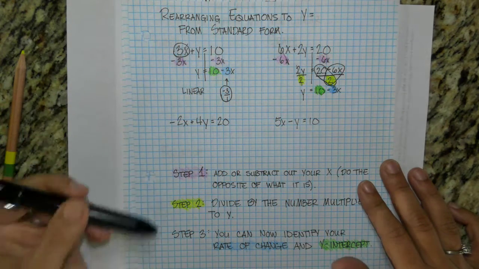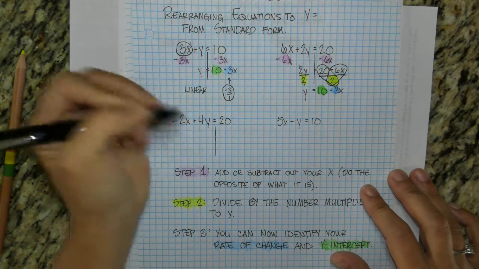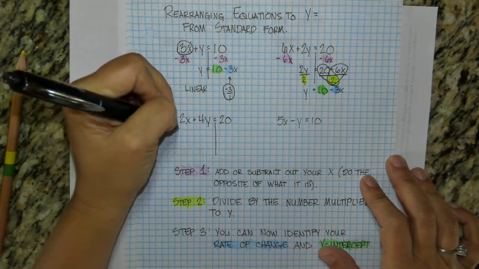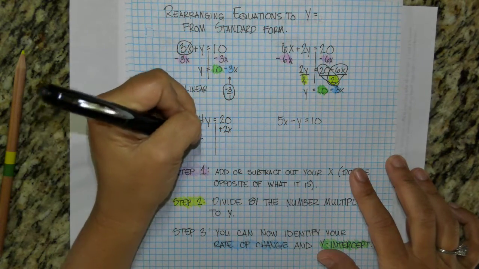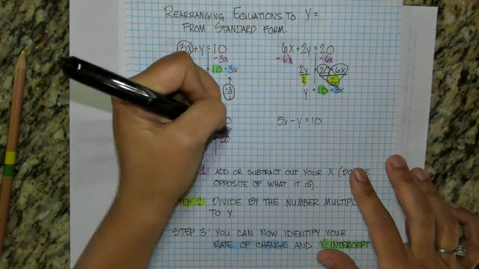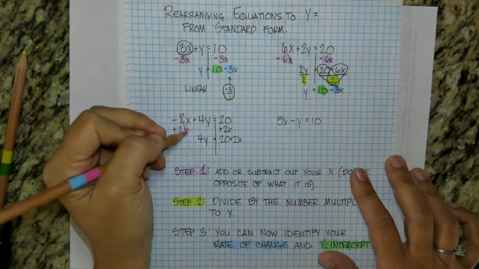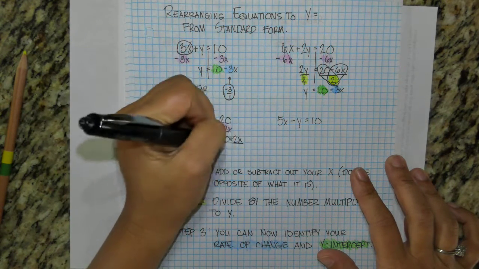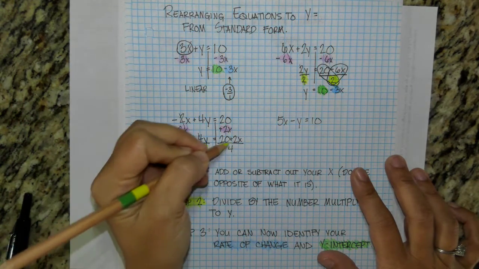Next one. Step 1, I'm going to add or subtract out my x. So this time it's a -2x, I'm sorry. So I'm going to add it out, add 2x. And I end up with 4y equals 20 plus 2x. There's my step 1. And then the second step says that I need to divide by my number of y's. So I'm going to divide by 4. Cancels that out. Here's my second step.